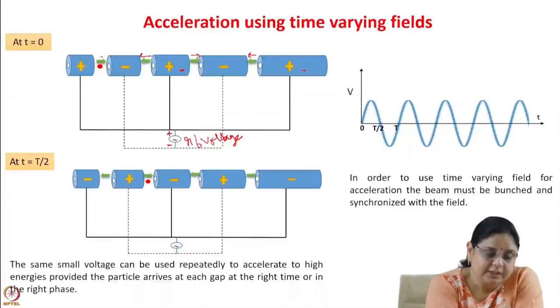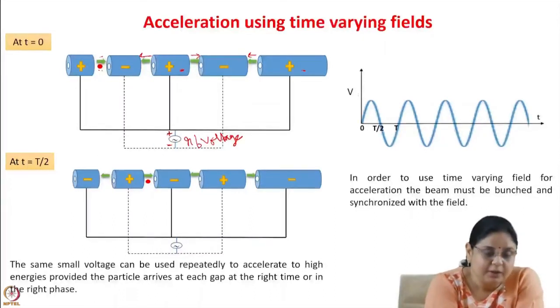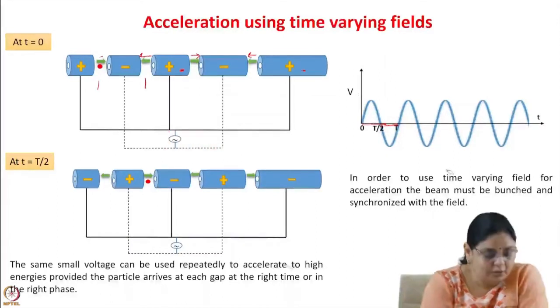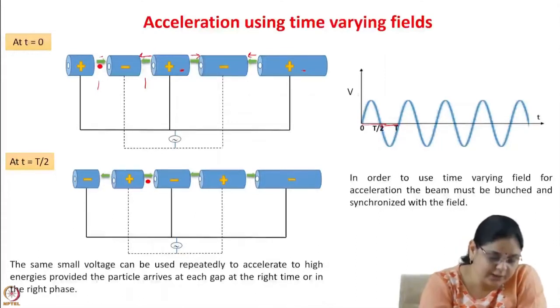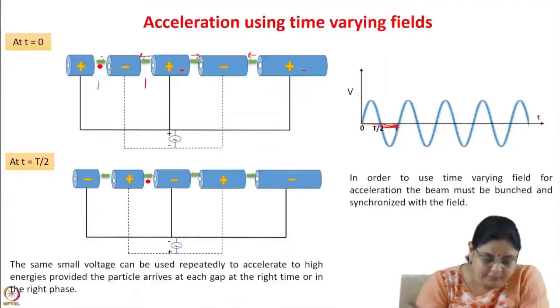So if I inject the beam bunch in this gap, it will be accelerated. Now when it comes to the next gap, here the field is in the opposite direction, so here it will get decelerated. But what I can do is let it come from the first gap to the second gap in time T by 2. So after time T by 2, what happens? The field changes polarity. Let's say it reaches the second gap at time T by 2. At that time, the field changes sign.